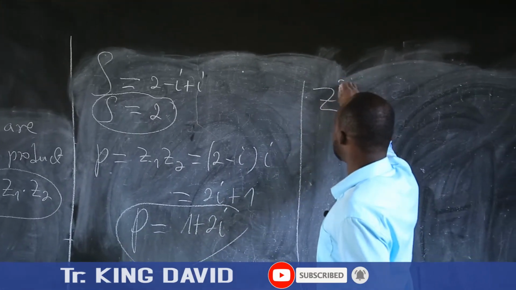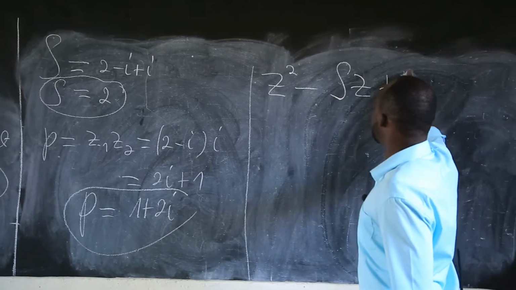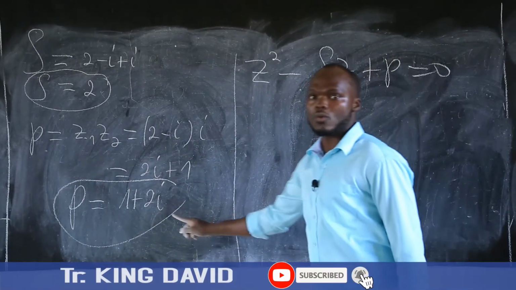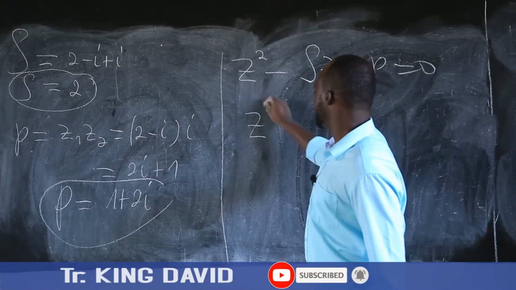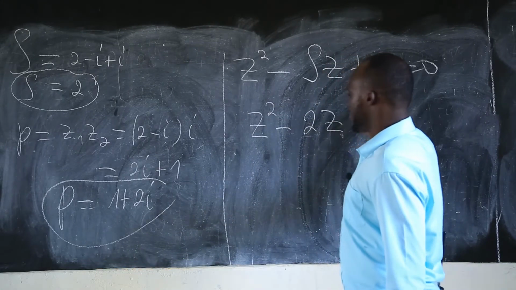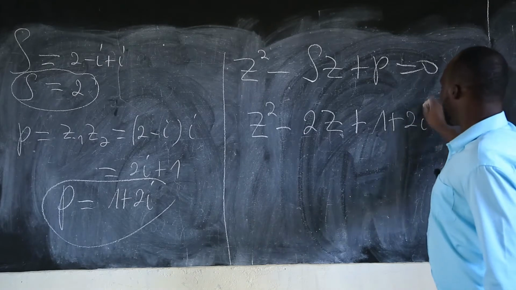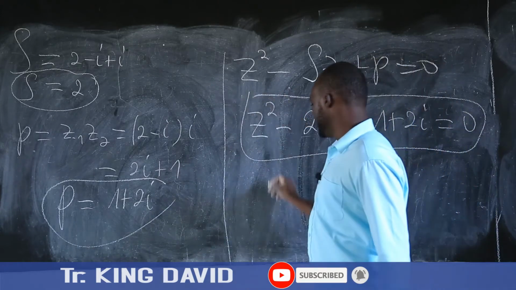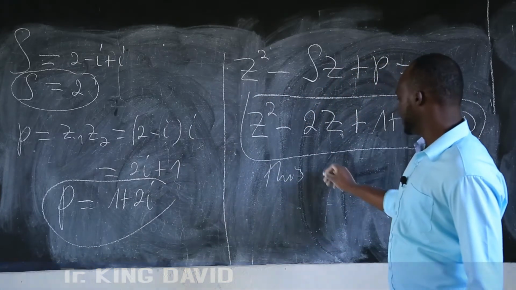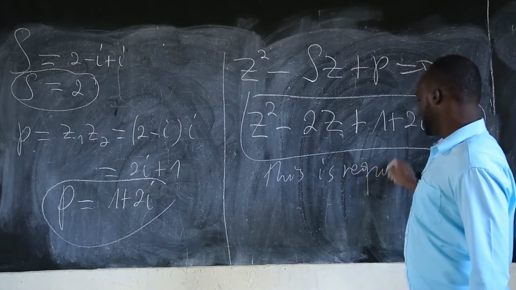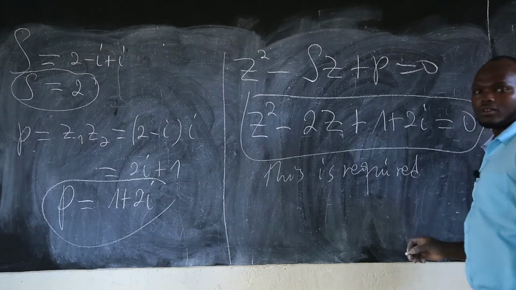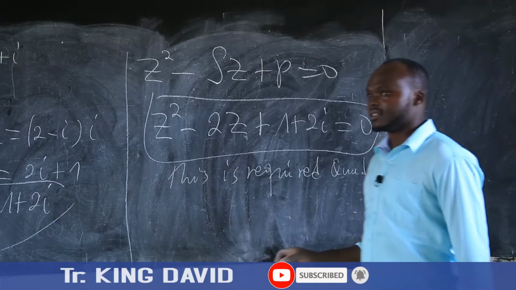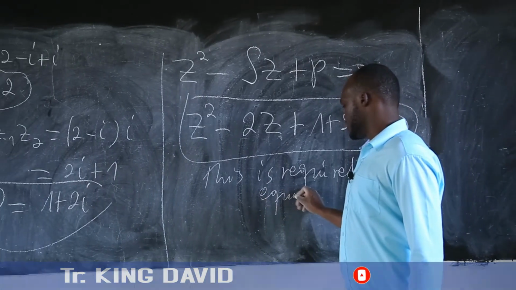It will be z squared minus sz plus p equal to 0. So our s is 2. Our p is 1 plus 2i. So that quadratic equation is z squared minus 2z plus 1 plus 2i equal to 0. So this is the required quadratic equation.